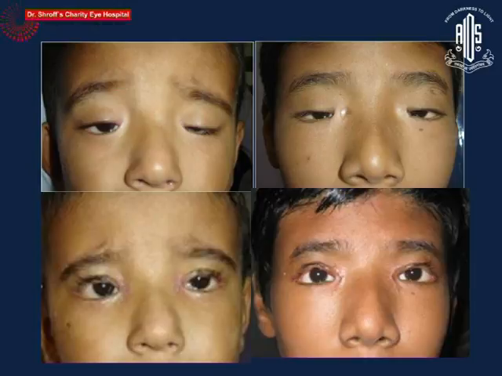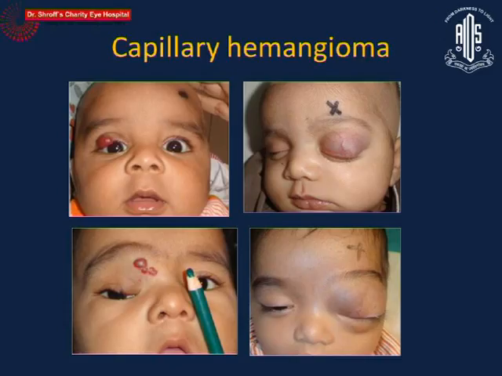But at the same time, we have to counsel the parents that it's never possible to give a normal appearance of the eyelids. The eyelids are never going to be like what the parents have, and they have to accept the fact before you actually go ahead with the surgical correction in these patients.